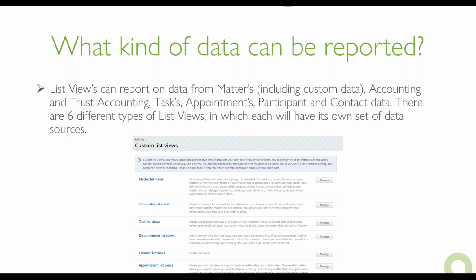What kind of data can be reported? List views can report on data from matters, including custom data, accounting and trust accounting, tasks, appointments, participant, and contact data. There are 6 different types of list views in which each will have its own set of data sources.